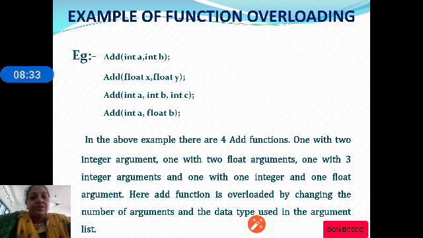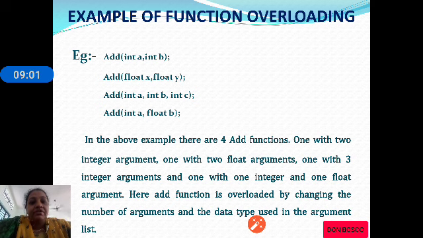arguments. So in the above example there are four add functions: one with two integer arguments, one with two float arguments, one with three integer arguments, and the final function with one integer and one float argument. So here the add function is overloaded by changing the number of arguments and the data type used in the argument list. So this is how we can overload a function in C++.